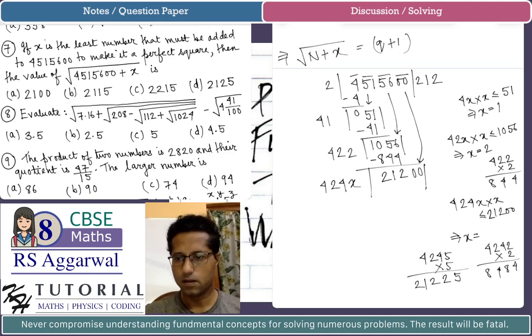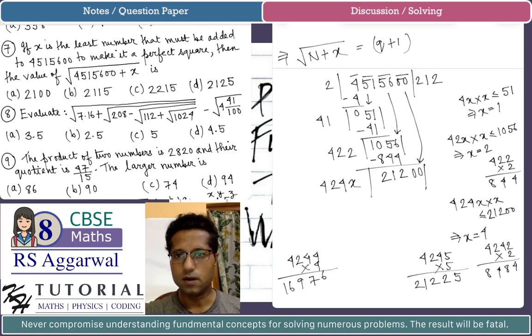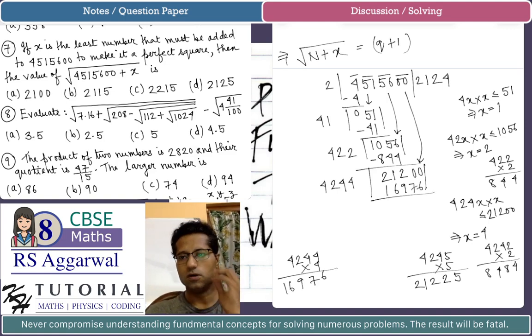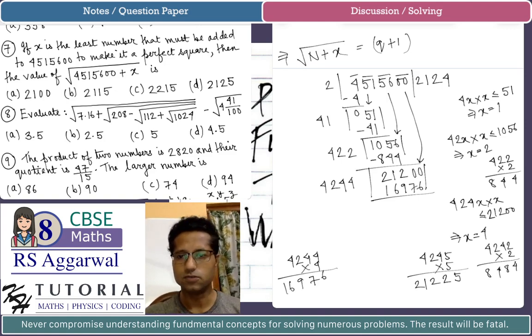And what is 4244 multiplied by 4? This is 16, 17, 9 and 16. So x will be 4. 4 will be appended here to the quotient, and this will be 16976. So you should not make any calculation mistake in solving a problem. That is very super important.